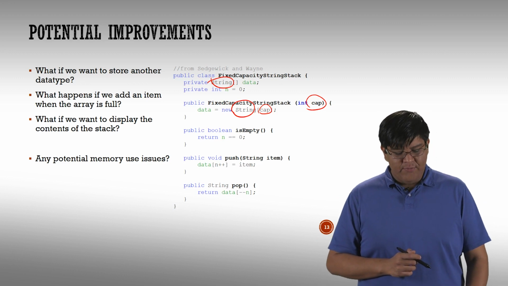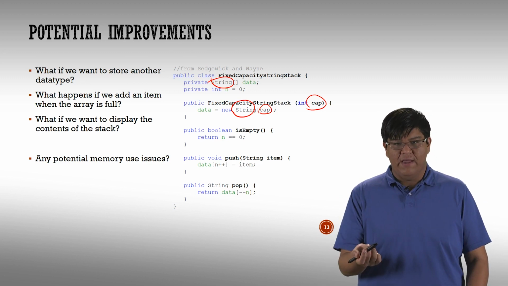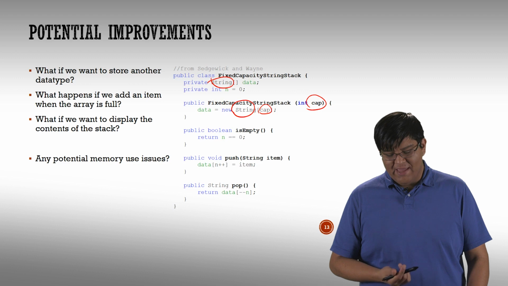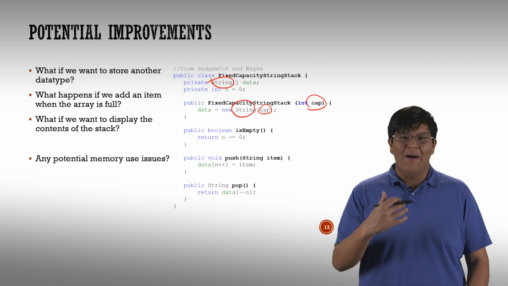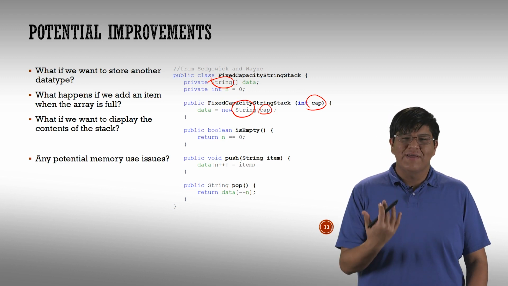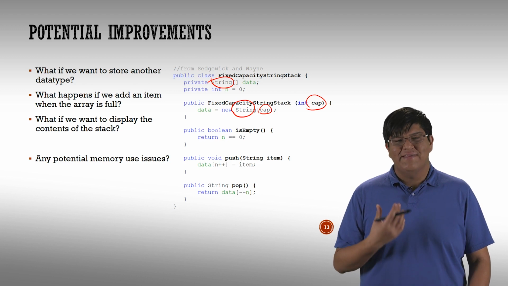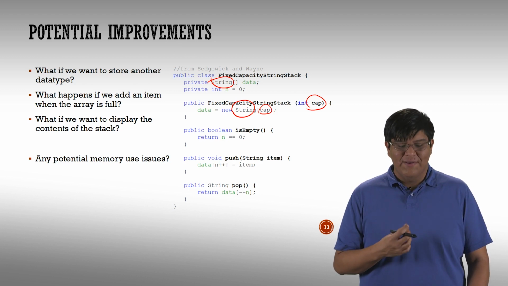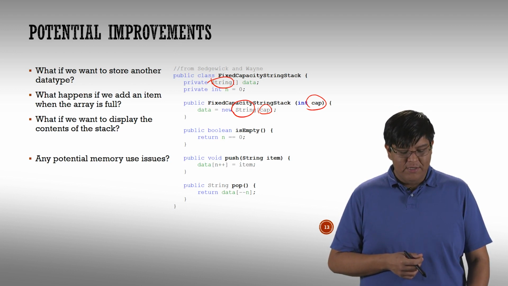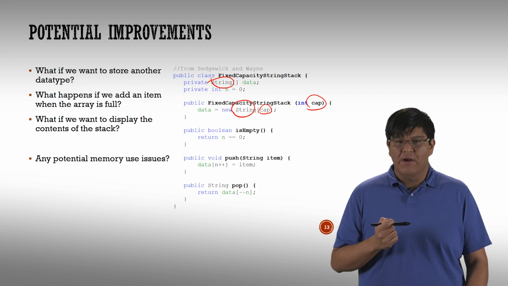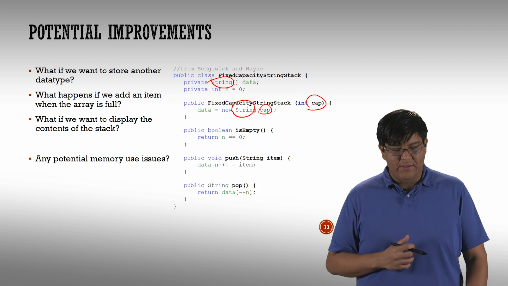The last thing there is what happens if I want to display the contents of the stack? As it stands, I can't really do that. I would have to do a pop, and go through and look at these one at a time. That's not going to be good at all. So instead what we need is some sort of mechanism to iterate over the different elements in that array and list them out. So that's going to be another thing.